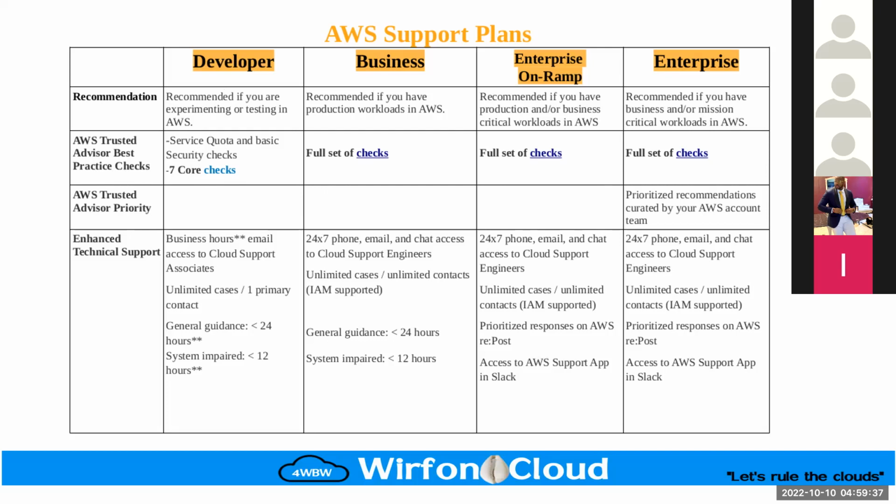And under the business, we have the full set of checks. And under enterprise on RAM, we have the full set of checks as well. And under enterprise as well, we have the full set of checks. So if you get a question in the exam asking for the most cost effective plan that will cover the full set of the Trusted Advisor checks, do you know what that's going to be?